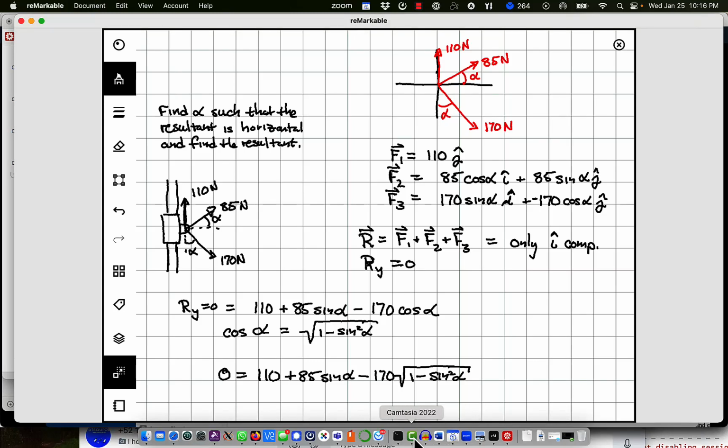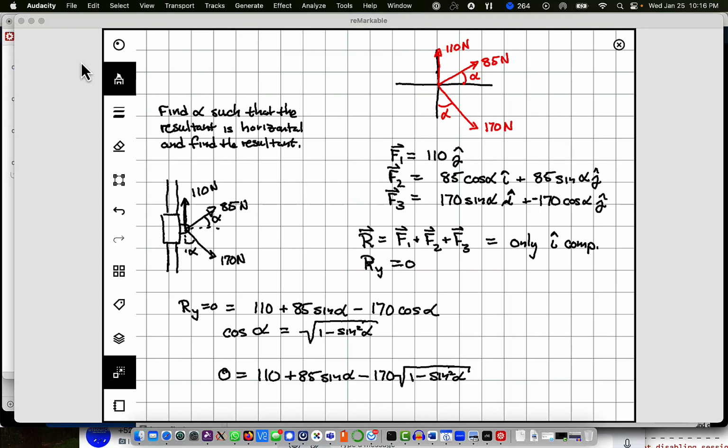Okay, so we're going to work problem 2.39 for statics. And this problem is a little complicated. We're going to try to find an alpha that is going to result in a horizontal resultant, and then find the resultant. So the picture from the book has this 110 Newton force up, 85 newtons at alpha, 170 at alpha measured from there.